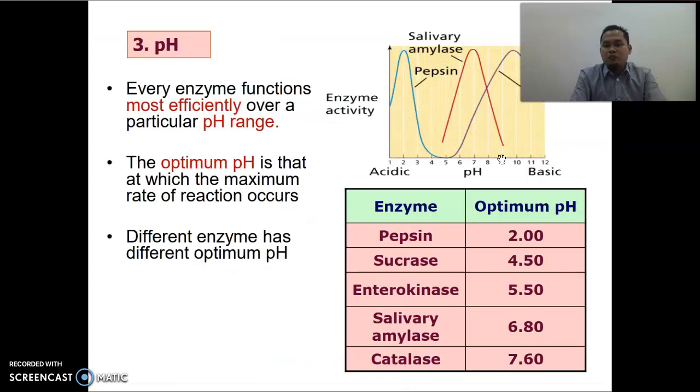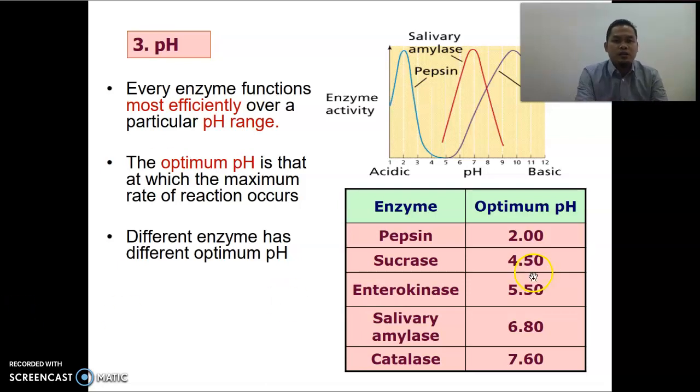Faktor yang ketiga yang akan membawa kepada kesan kepada tindak balas enzim adalah pH. Every enzyme will work effectively ataupun every enzyme will work efficiently at a particular pH range. Optimum pH ini adalah apabila maximum rate of reaction occur, seperti mana kita bincangkan tentang temperature. Namun, optimum pH ini ada pelbagai. Ada optimum pH pada keadaan basic. Ada optimum pH adalah pada keadaan acidic. Ada optimum pH adalah pada keadaan yang neutral.